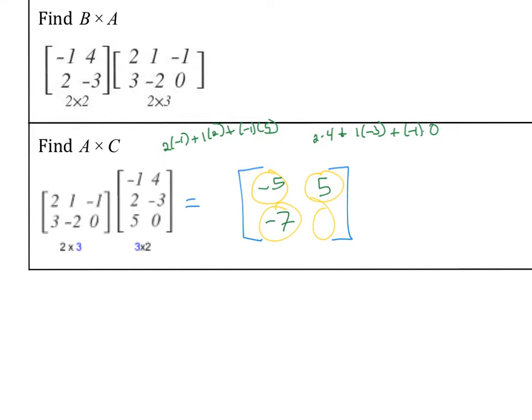And then for the last one, this is second row. Whoops. This is second row, second column. So I'm using second row, second column. Multiply these: 12 plus 6 plus 0, 18.